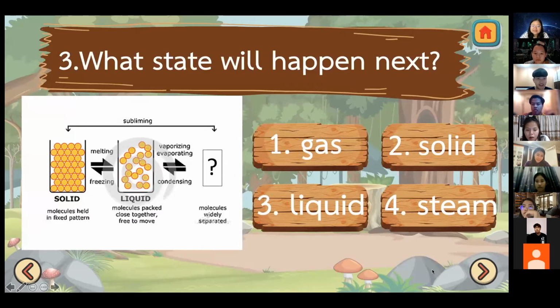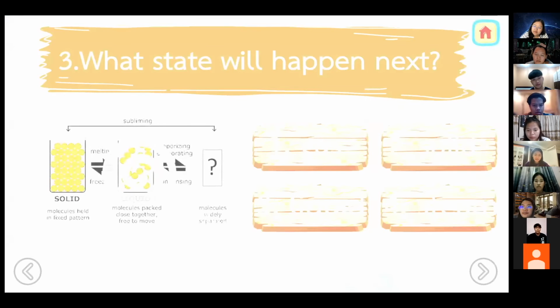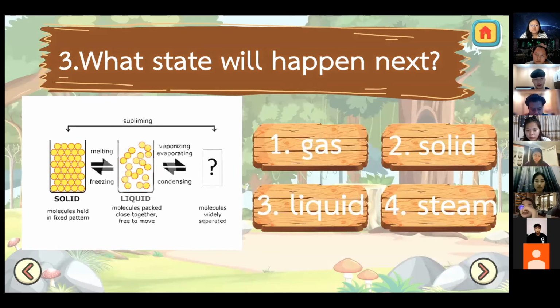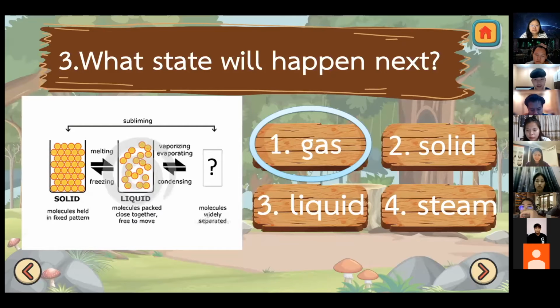Yes. Okay. And the third question, I want to hear Tengqua, can you read this question? What state will happen next? As you can see in the picture, the first is solid, it melts to liquid and it evaporates to what? Yeah, okay. So the correct answer is gas.